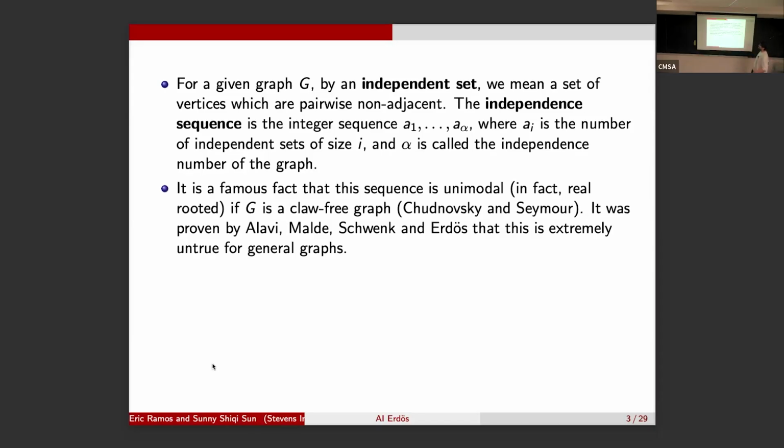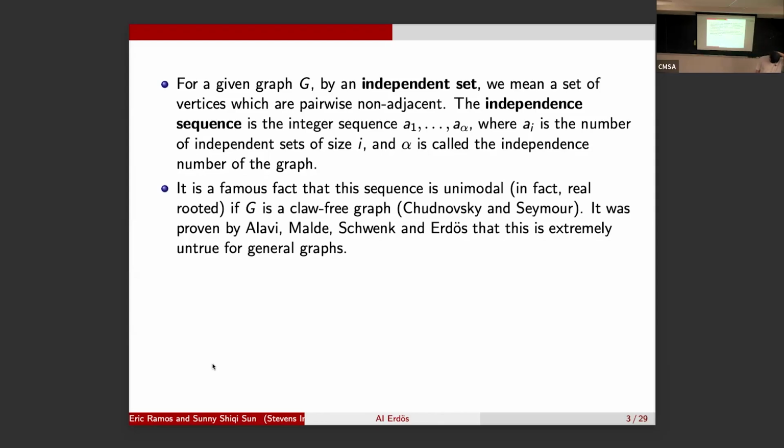This is a much, much stronger condition, but it is unimodal if G is a claw-free graph. The stronger real-rooted version of this was proven by Chudnovsky and Seymour. Now, it was proven by Alavi, Malde, Schwenk, and Erdos that this unimodality is extremely untrue for general graphs. And what do I mean by extremely untrue?